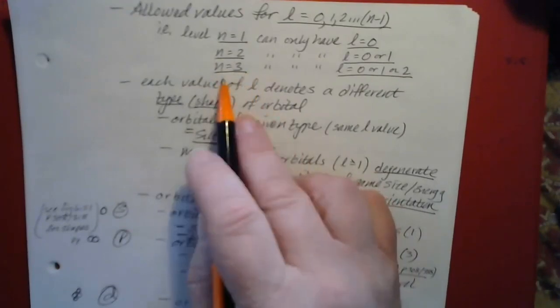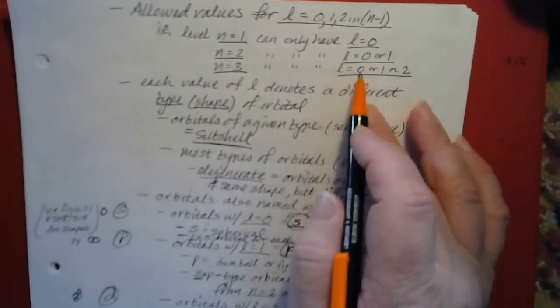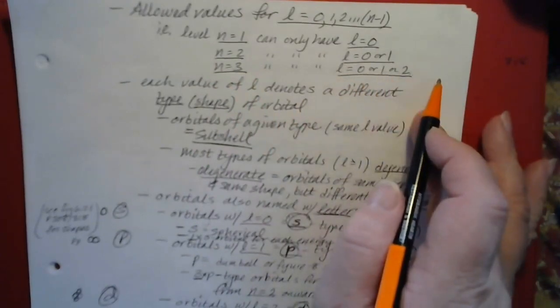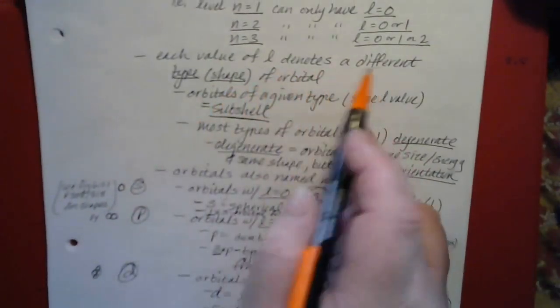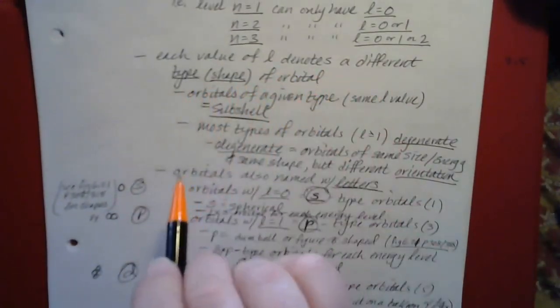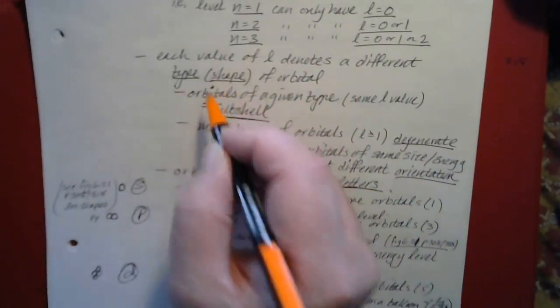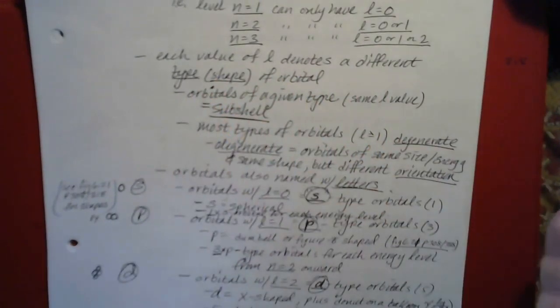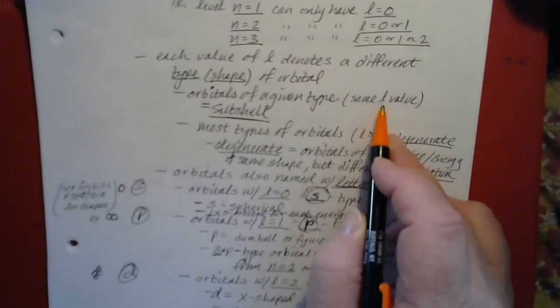And then if you had n equals 4, then of course the values for L would be, there would be 4 of them, and the values would be 0, 1, 2, or 3. And so on and so on and so on. So each value of L denotes a different type or shape of orbital. And when you group together the orbitals of a given type, that is the orbitals that have the same value for L, you get what's known as a subshell.